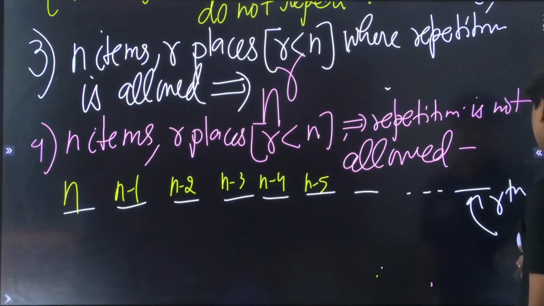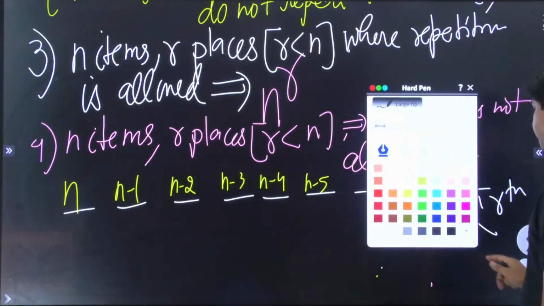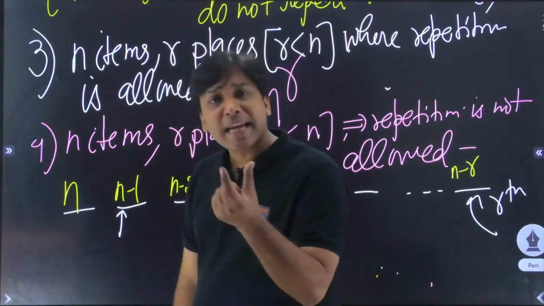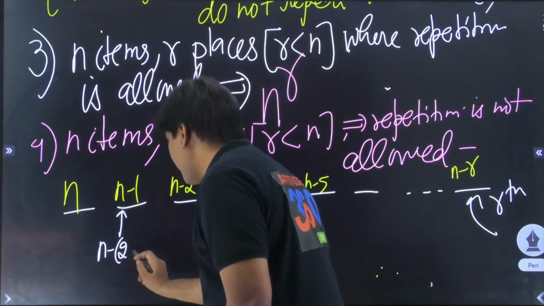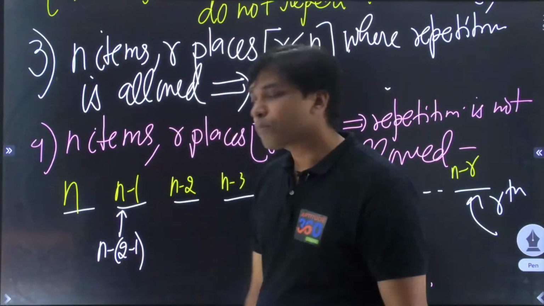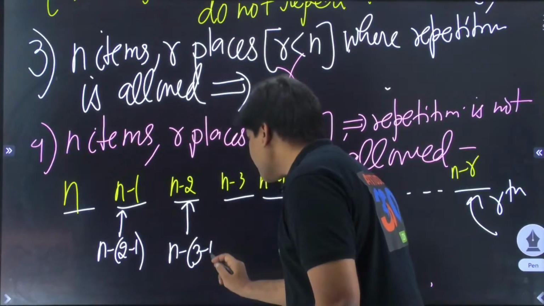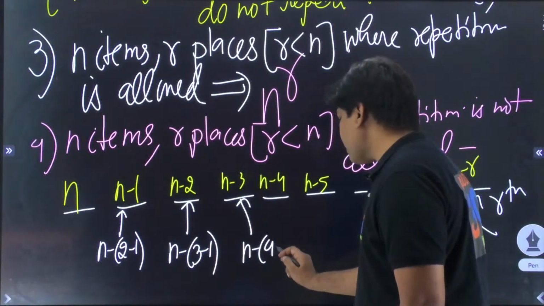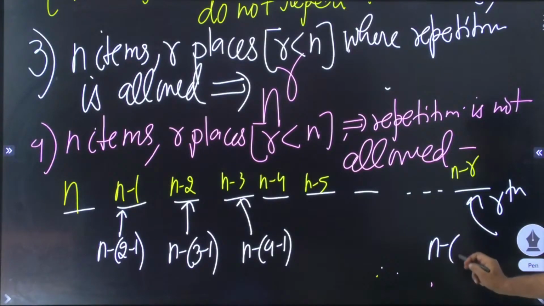कई लोग को लगेगा कि rth place तो होना चाहिए n minus r. अब understand this. Now you have got this number, this place. This is the second place, isn't it? Second place is n minus 2 plus 1. Only then you are getting n minus 1. This is the third place, which is n minus 3 plus 1. The fourth place is n minus 4 plus 1. So similarly, rth place is going to be n minus r plus 1.